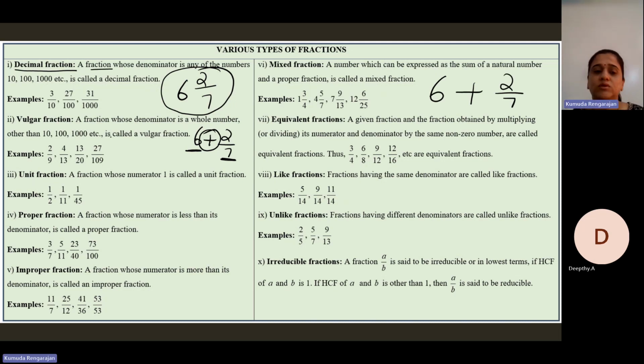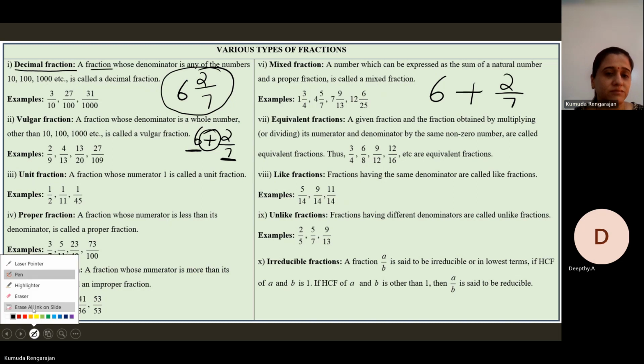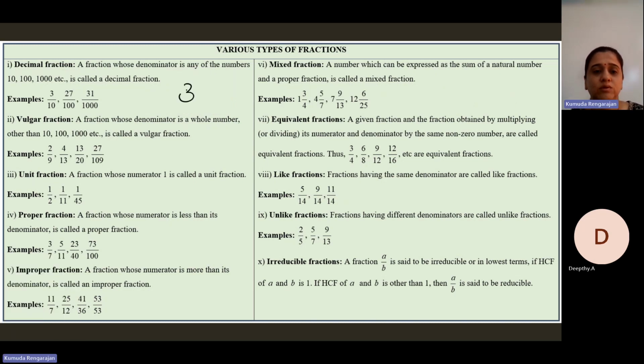So we know 3 1 by 9 is a mixed fraction. How do you explain a mixed fraction? A mixed fraction is one which can be expressed as a sum of a natural number and a proper fraction. This one is the natural number. This is the proper fraction. Put a plus sign in the middle: 3 plus 1 by 9.